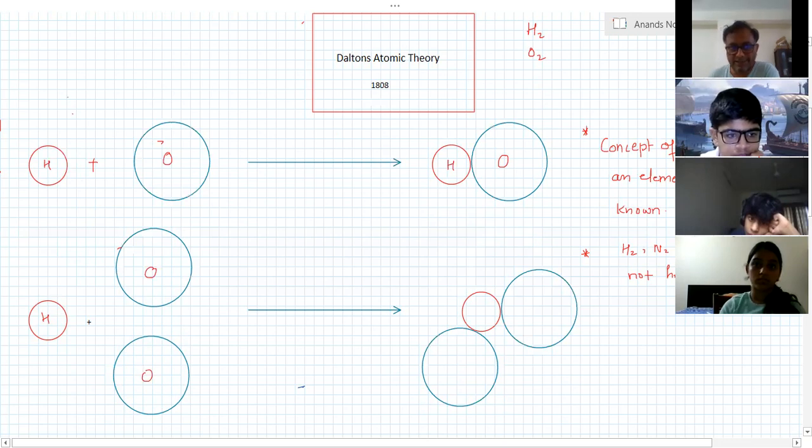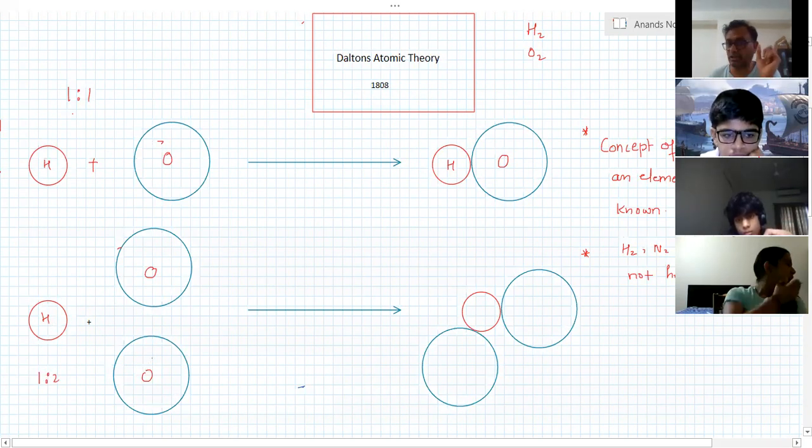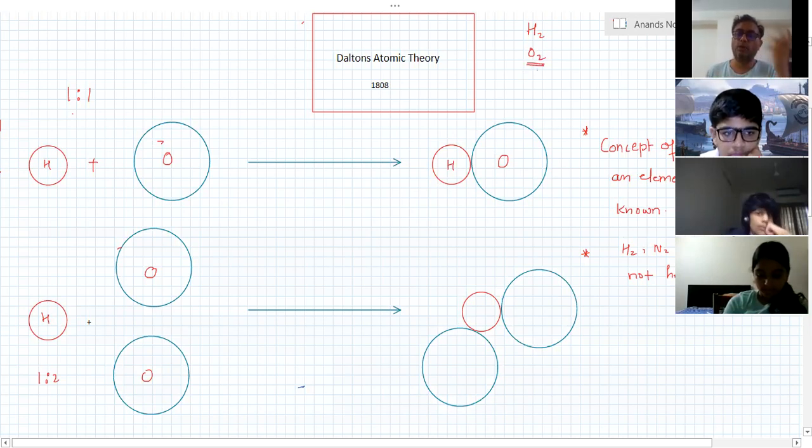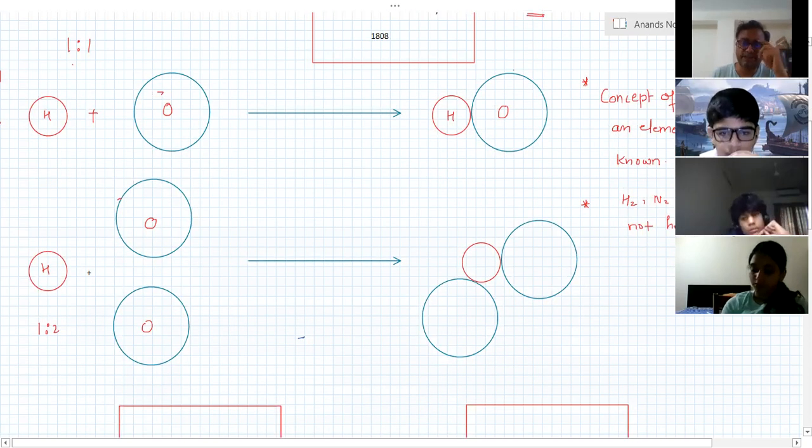So when they say elements combine in simple ratios, in this case it is a 1:1 ratio. In this case it is a 1:2 ratio, that is, 1 atom of hydrogen combines with 2 atoms of oxygen. That's what he thought, because at that time the concept of a diatomic molecule did not exist. They didn't know H2 and O2 were the way hydrogen and oxygen exist in nature. This is something you have to remember: the concept of molecules didn't exist then.